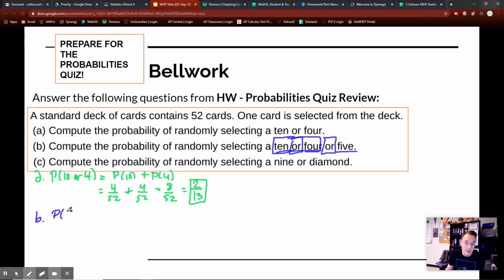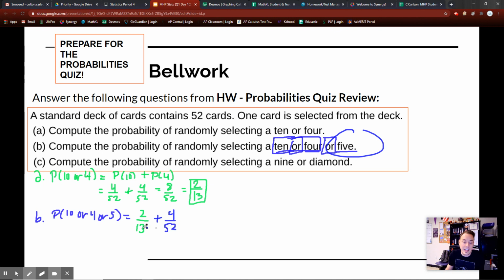So I really just need to take this probability. The probability of a 10 or 4 or 5 really is this probability, which I just found, 2 out of 13. And then I just need to add on this 5. What's the probability of selecting a 5? Well, that's 4 out of 52. So I just add 4 out of 52.